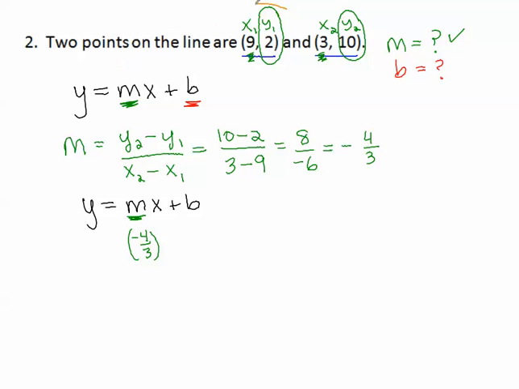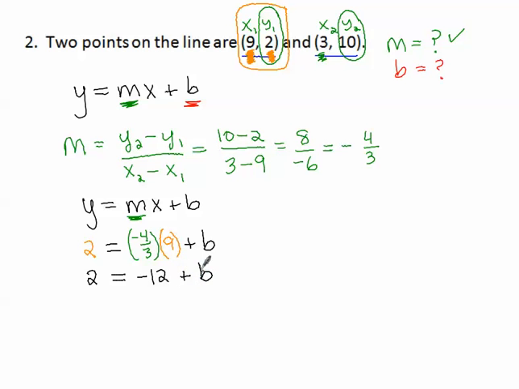Let's pick one of our points and substitute for the x and the y. The x is 9 and the y is 2. So for the x we put 9, and for the y we put 2. And then everything else, the equal sign and plus b, we can plug into the equation. Now let's compute it. 2 equals negative 4/3 times 9 makes negative 12 plus b.